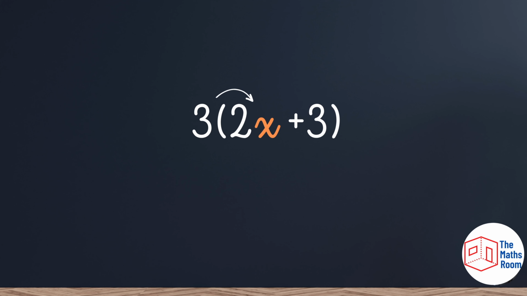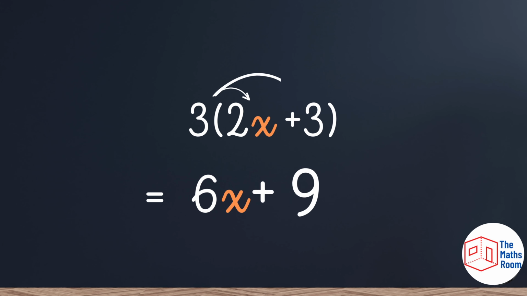So we're going to times the 3 by the 2x. So 3 times 2x is 6x. And then we're going to take 3 and multiply it by the second term, which is 3. So 3 times 3 is 9.